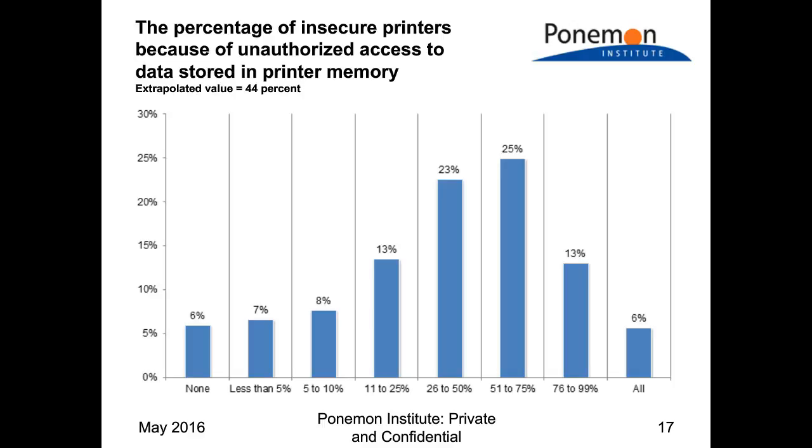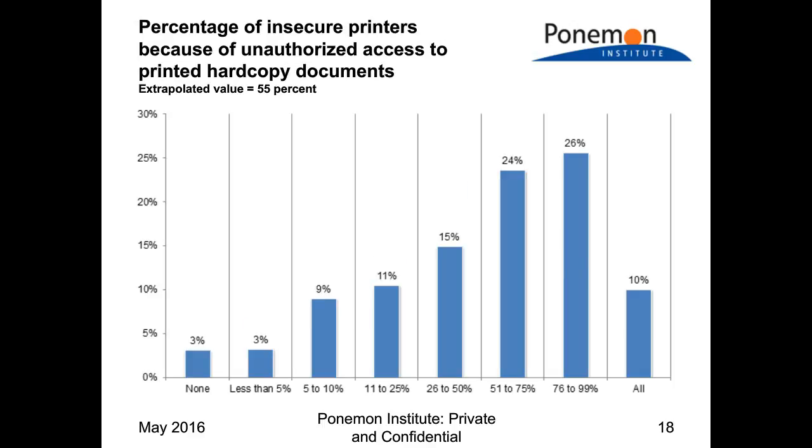Now that's for the printer memory. Now we're going to ask the same question, but looking at it from the perspective of practices around the printer, unauthorized access to printer hard copy documents, for example. Here the extrapolated value is 55% of printers that fall into that category. So it's a little bit higher. It's skewed also to the right, in other words, higher numbers and higher percentages. So again, another factoid that suggests that we have a problem. Okay, more problems.